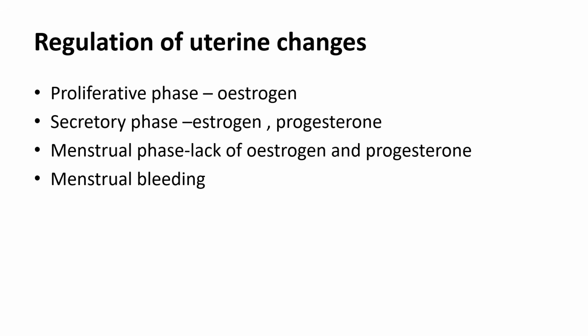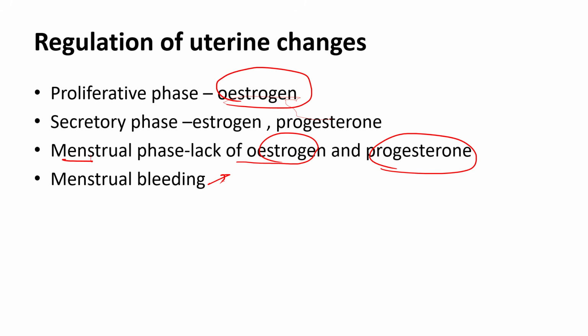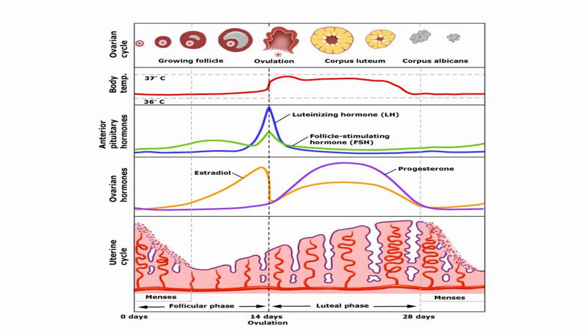So coming to the uterine changes, one is the proliferative phase, another is the secretory phase, and the menstrual phase. The menstrual phase, we already know: no estrogen, no progesterone, vasoconstriction, death of the tissue. That causes bleeding. And the proliferative phase is primarily under the control of estrogen, and the secretory phase is primarily under the control of progesterone as well as estrogen.